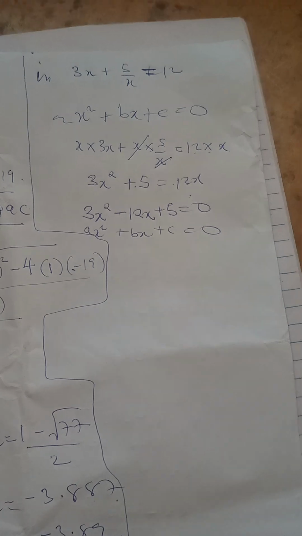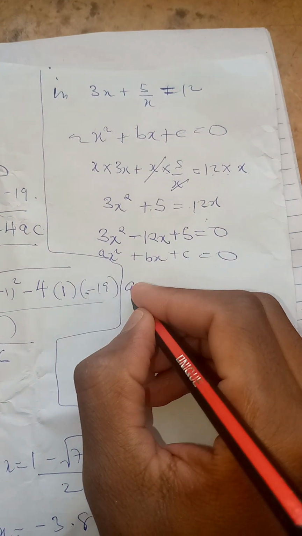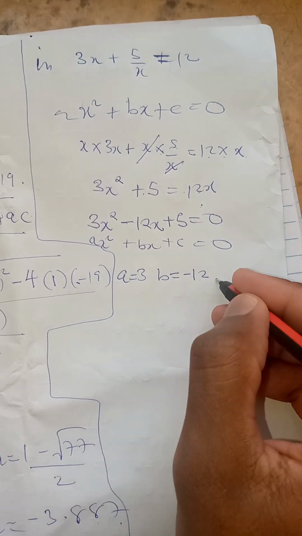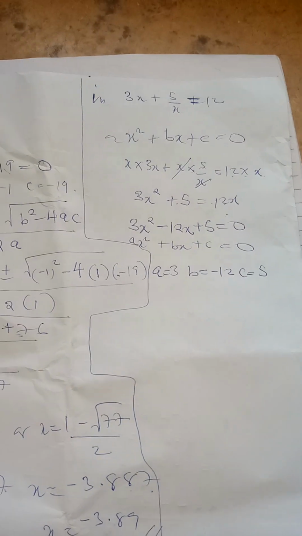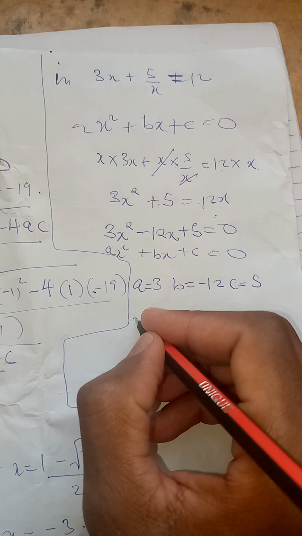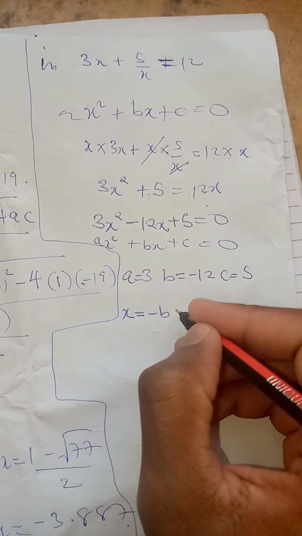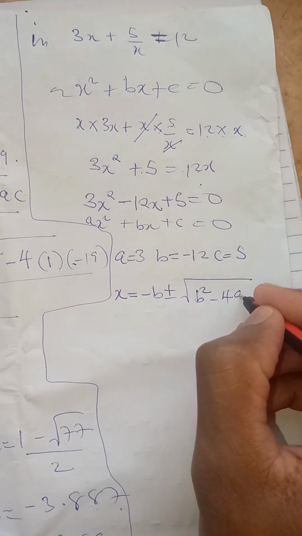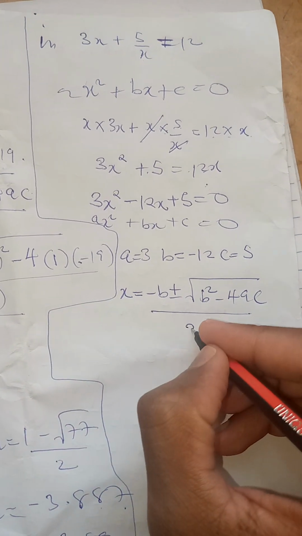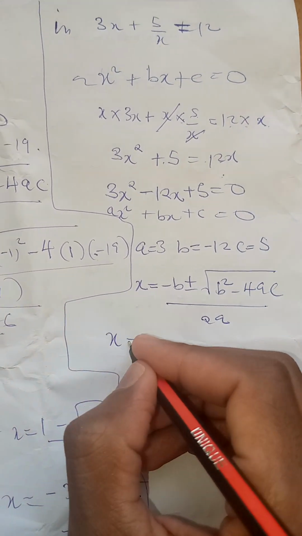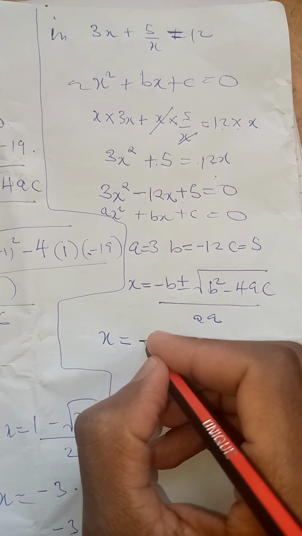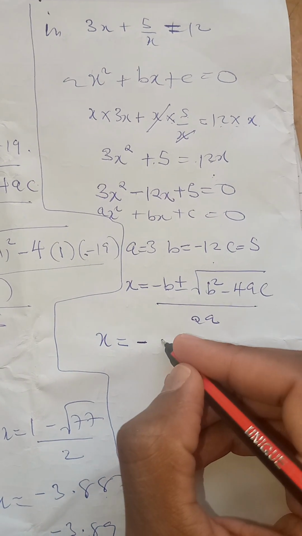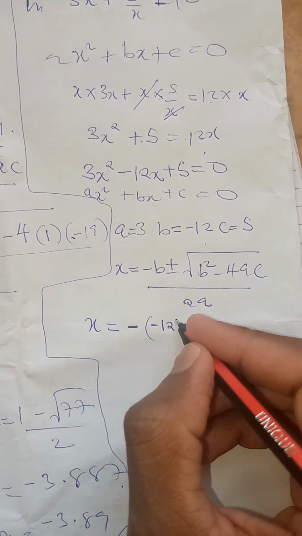Now our duty is to identify what a is. So a there is 3. What is b? b there is negative 12. What is c? c is 5. Let's use the formula now. So x is negative b plus or minus the root of b squared minus 4ac, over 2a. So I said always start by writing the negative, then identify what b is. What is b? Negative 12. You put it in brackets.